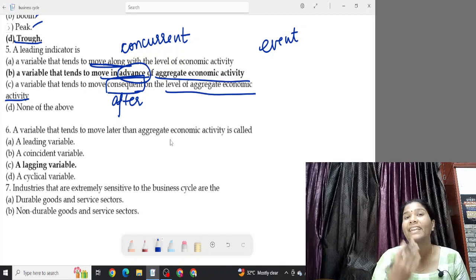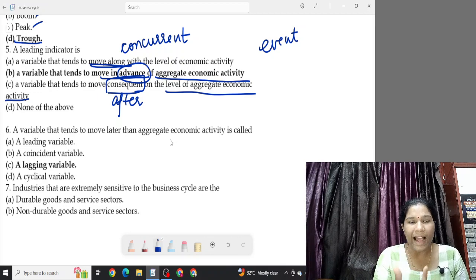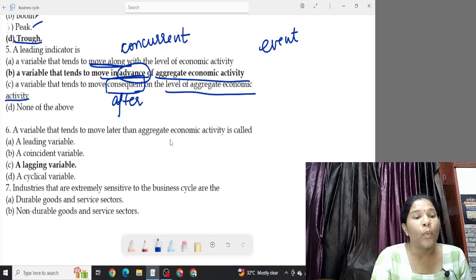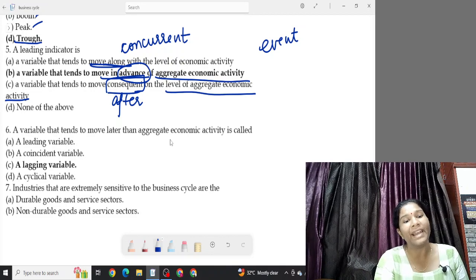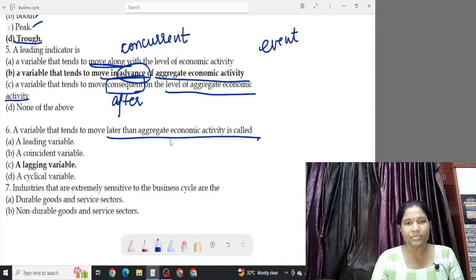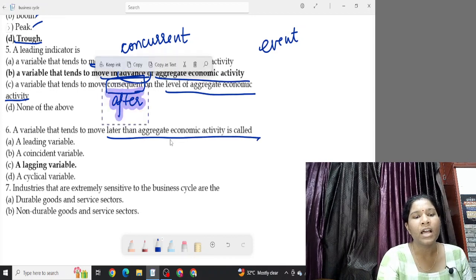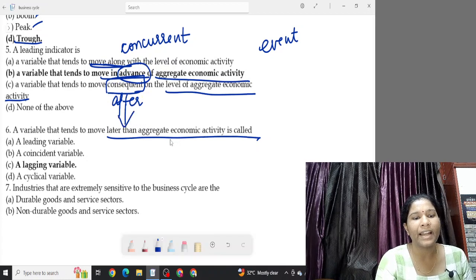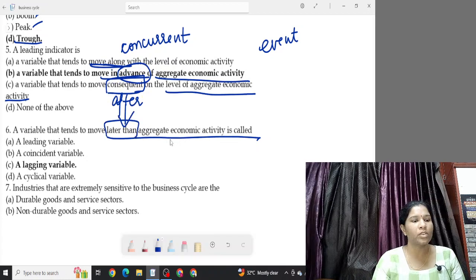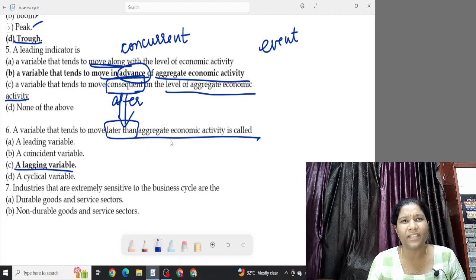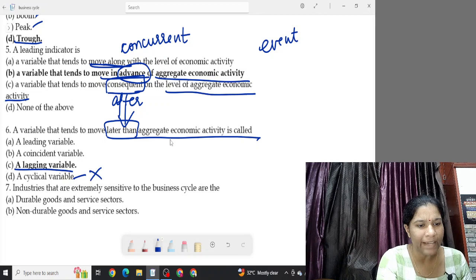So this is how technical it gets when we go through the questions and answers. Number 6, a variable that tends to move later than the aggregate, that is consequent to or later than. Instead of the word after, they are using later than. So this is called a lagging variable. There is no term called a cyclical variable.